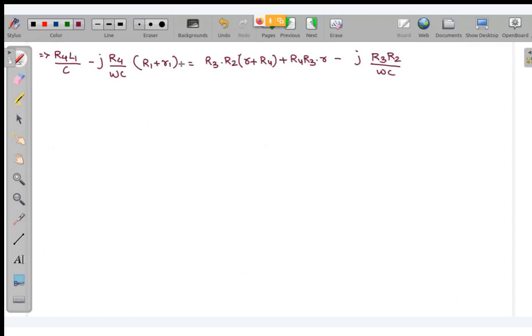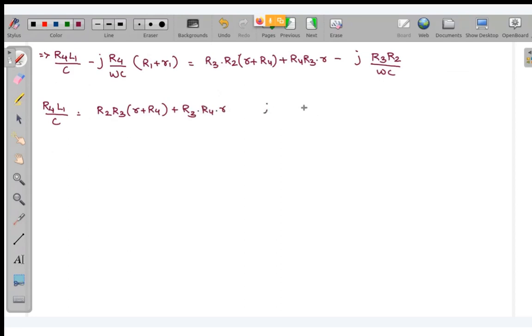Now we can equate the real part and imaginary part. So R4 L1 by C is equal to whatever this value is. So this is a big value: R2 R3 (R plus R4) plus R3 into R4 into R, and this value is equal to this value.